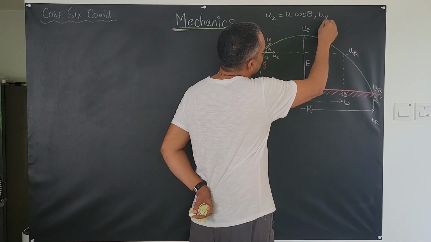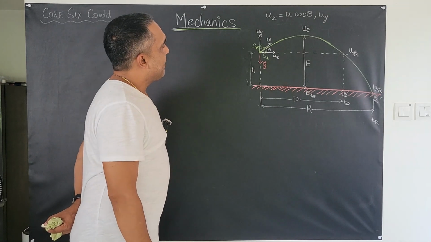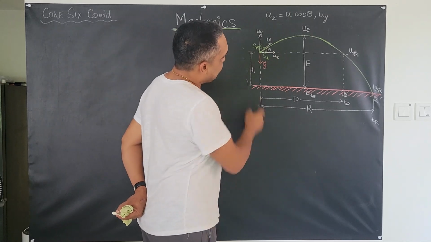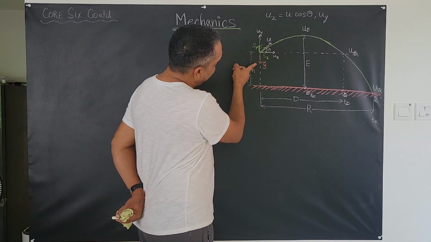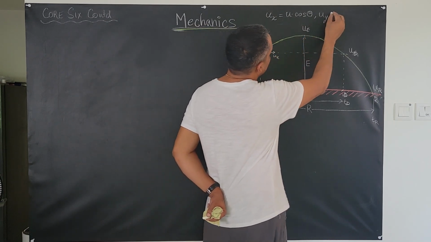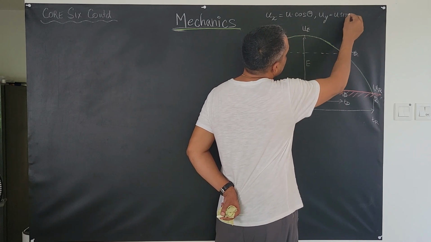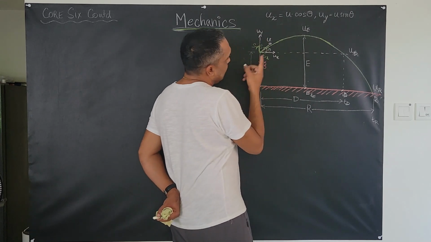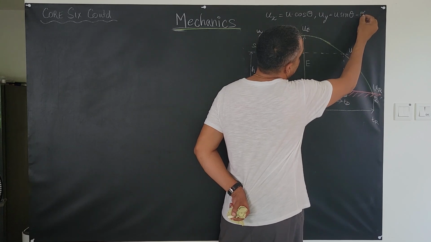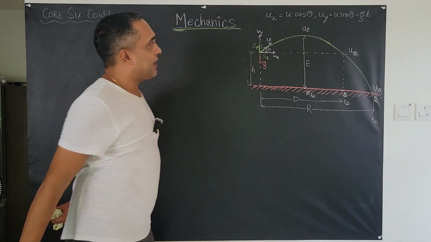Velocity along y, there is acceleration. And acceleration would be negative here because of directions when we're with vectors. So this would be u of sine theta plus at, actually it's negative g times t.